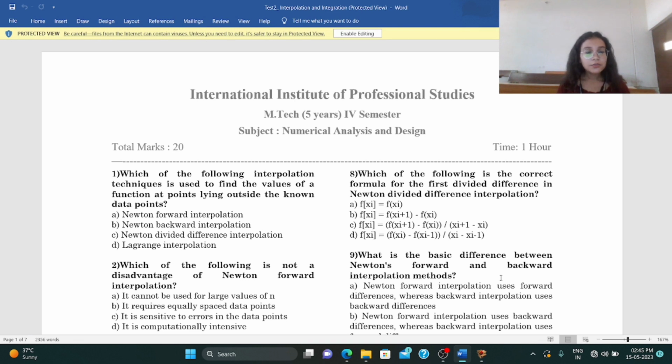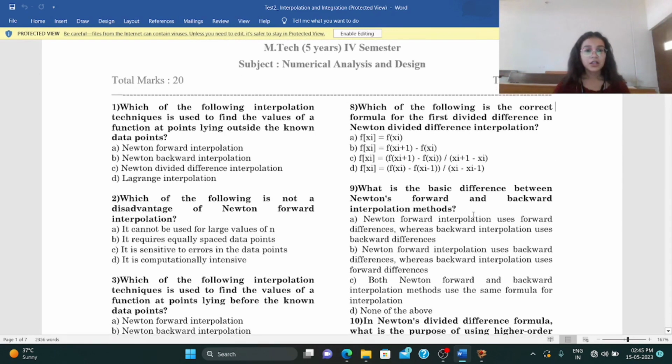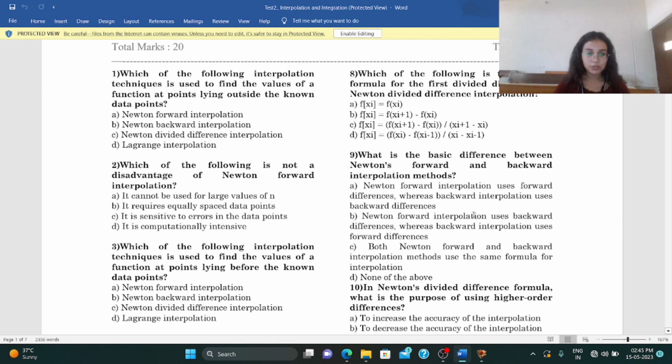First, which of the following interpolation techniques is used to find the values of a function at points lying outside the known data points? Now, the options are A. Newton forward interpolation, B. Newton backward interpolation, C. Newton divided difference interpolation, and D. Lagrange's interpolation. And the answer is C. Newton divided difference interpolation.